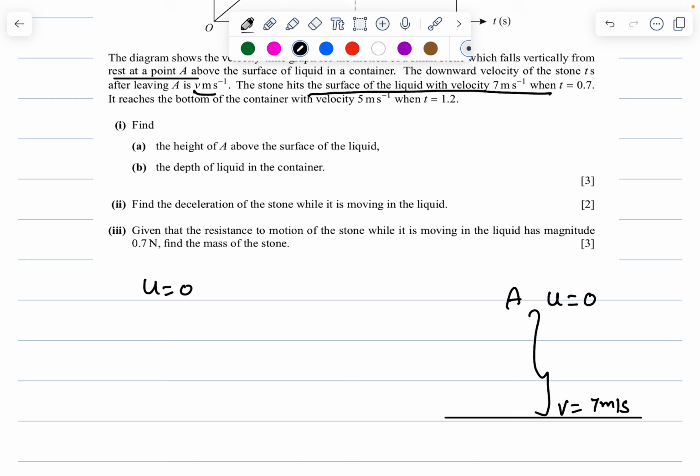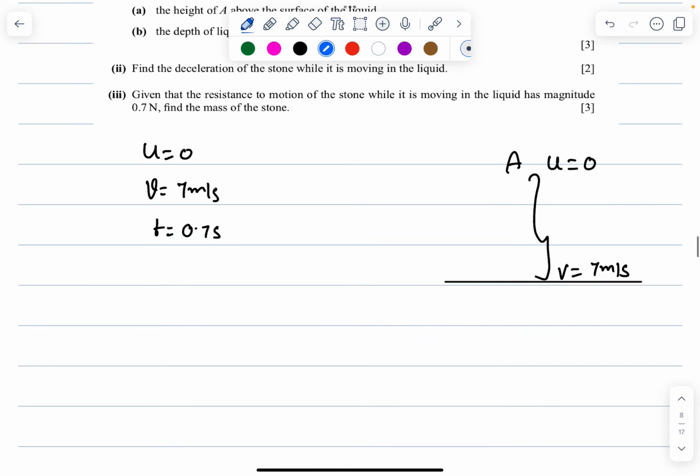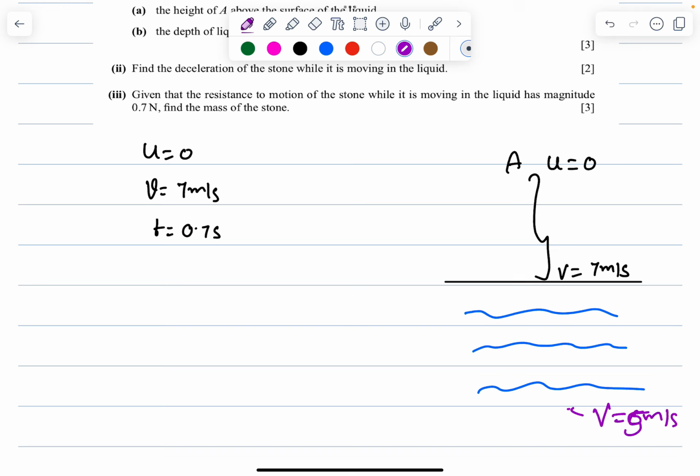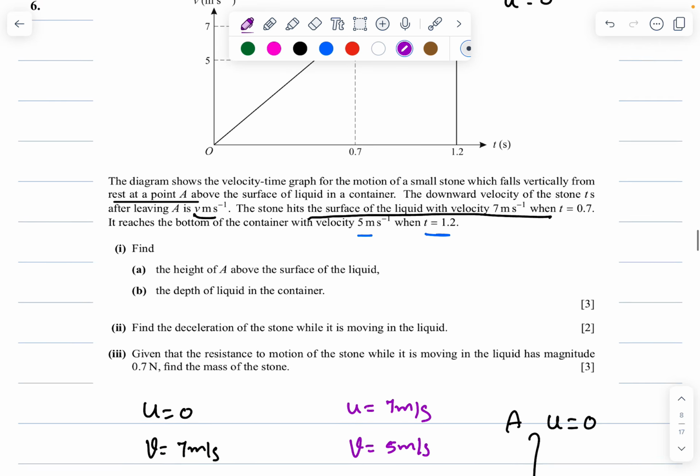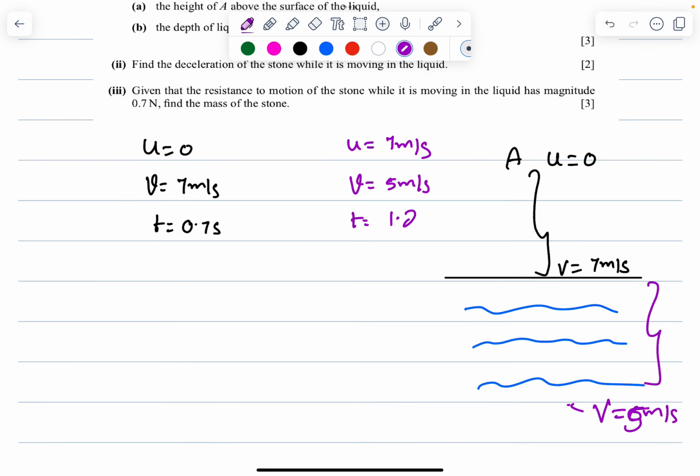So the initial velocity is 0, the final velocity is 7 meters per second, and the time is 0.7 seconds. It reaches the bottom of the container, which is entirely water, with velocity 5 meters per second at t equals 1.2. For this part, u equals 7 meters per second and v equals 5 meters per second, and t is 1.2 minus 0.7, which is 0.5 seconds.